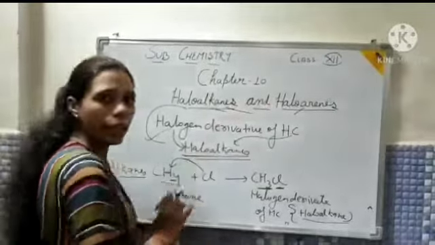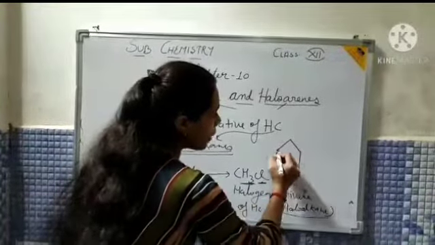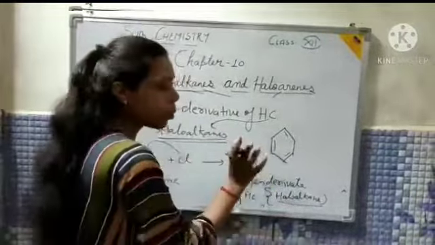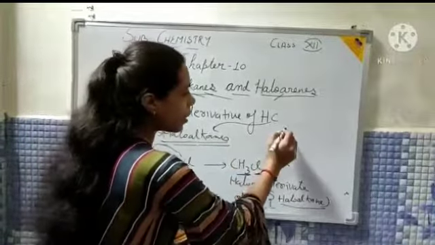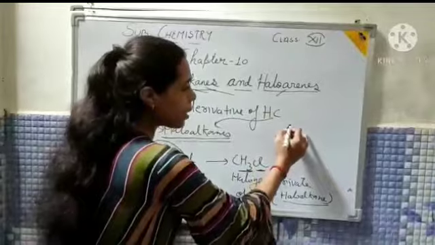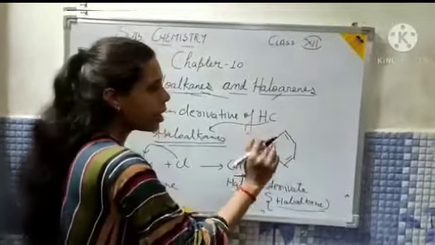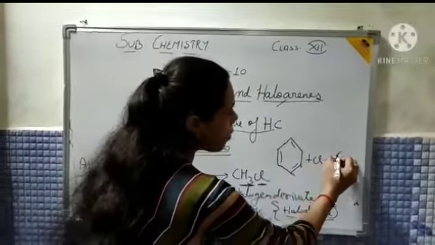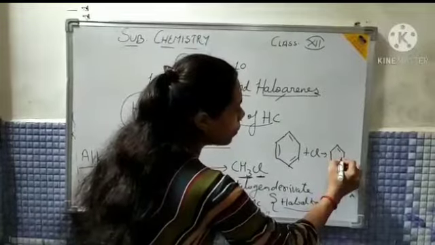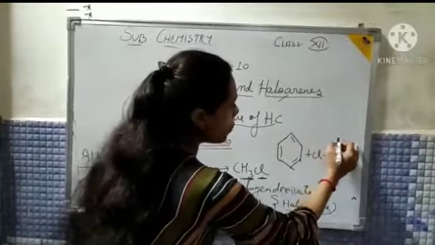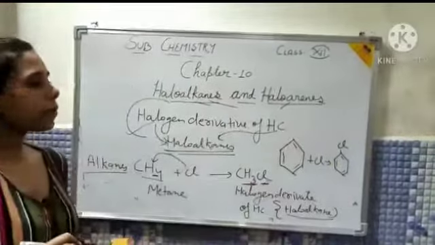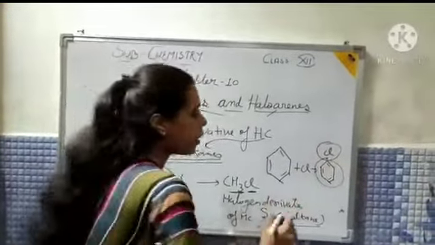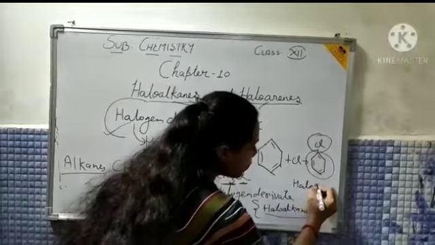Similarly, we can do it in the arene case also. If I take a simple example, the benzene ring, I told you just now that on each carbon there is one hydrogen present. If I replace one hydrogen with chlorine, it becomes a haloarene. Now halogen is present and this is an arene group, meaning an aromatic ring. The name of it is haloarene.